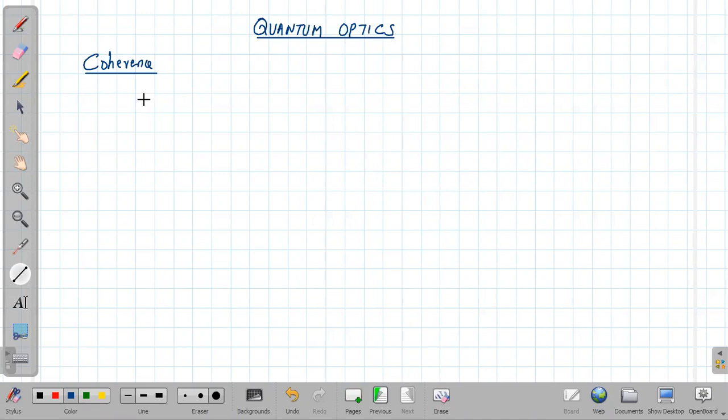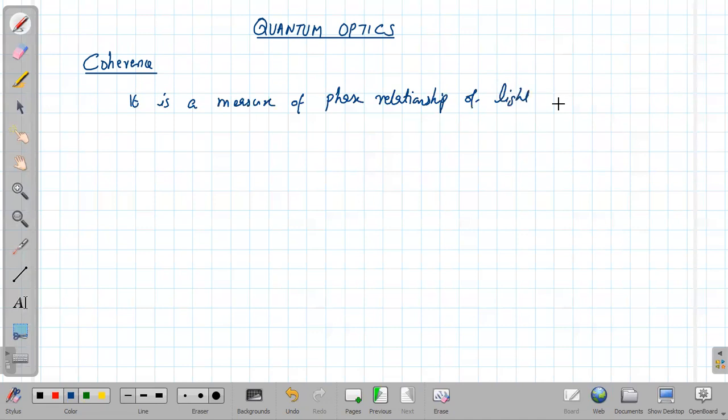Coherence gives a measure of the phase relationship of light at two different points. So coherence is a measure of the phase relationship of light at two different points.